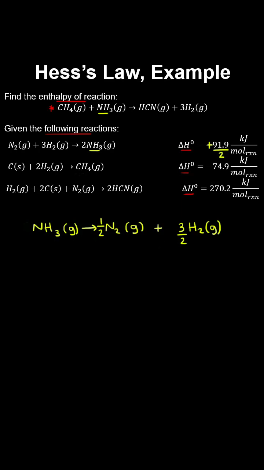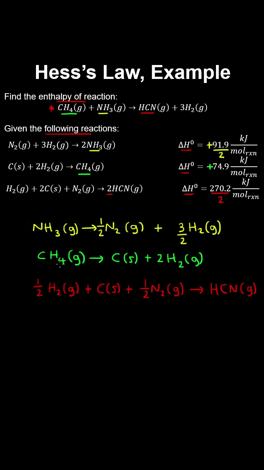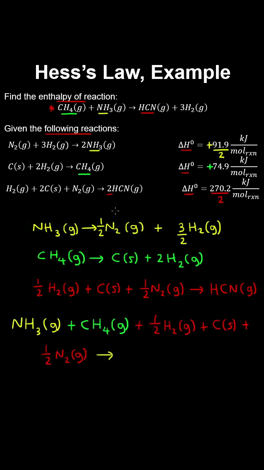Now for the next step, we have methane on the right, so we need to reverse this reaction also. So we flip the sign of the enthalpy. And here we have 2 hydrogen cyanides on the right, but 1 on the right in the overall reaction, so we divide through by 2. Now if we add all these together, we get the following on the left hand side, and the following products on the right hand side.